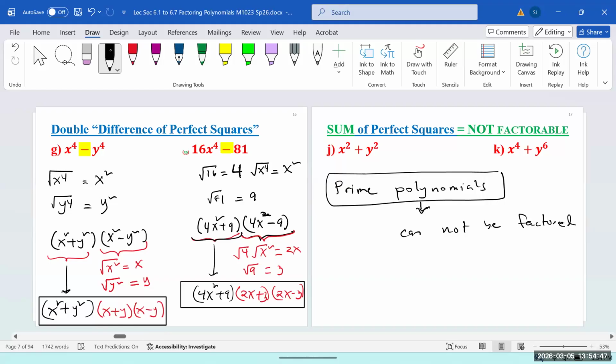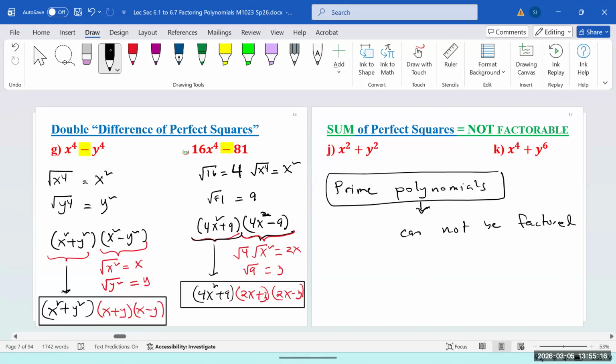So when you have a plus sign between perfect squares, we call it a prime polynomial. Any polynomial that is not factorable, we call a prime polynomial. Prime means not factorable, like a prime number. 3 is not factorable besides 1. Like prime numbers 2, 3, 5. Why? Because you cannot factor them besides 1.